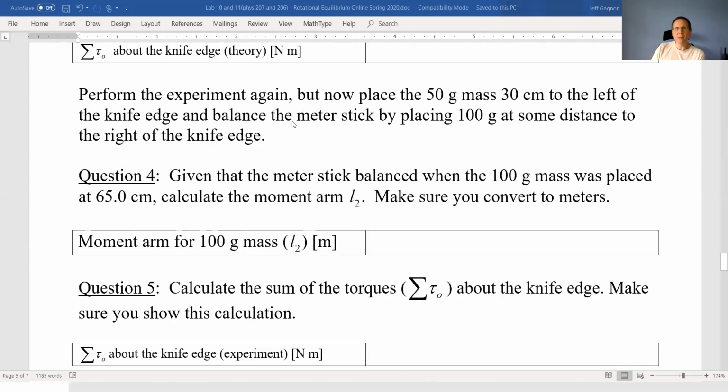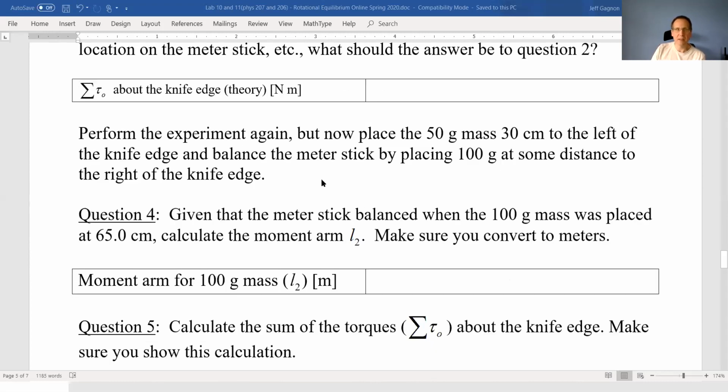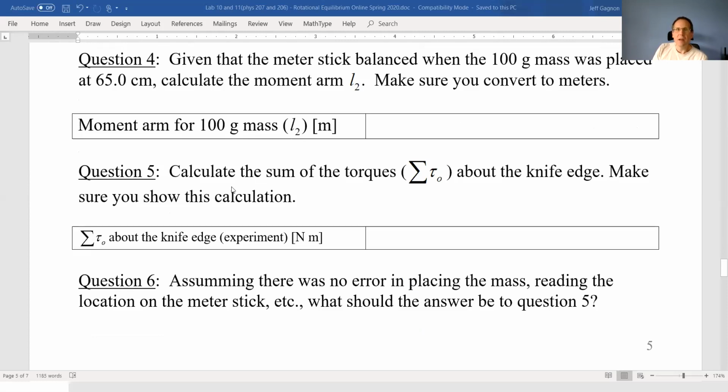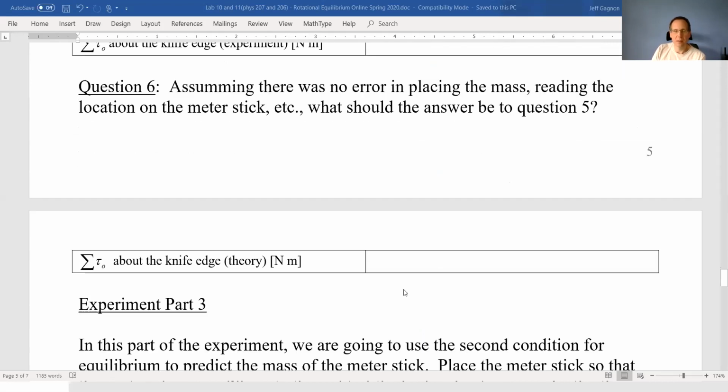Then you're performing the experiment again. So now I place 30 grams at 30 centimeters to the left and 100 grams at some distance to the right. And in this case, I found that everything was balanced when the 100 grams was placed at 65 centimeters. So I want you to calculate L2, the moment arm again, in meters. And then calculate the sum of the torques about the knife edge, see what you get. And then assuming there were no errors, what should you get for the sum of the torques?